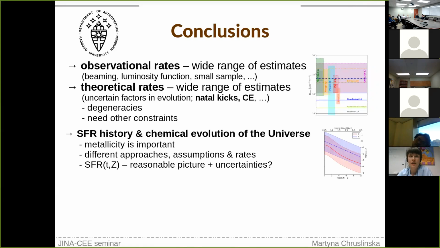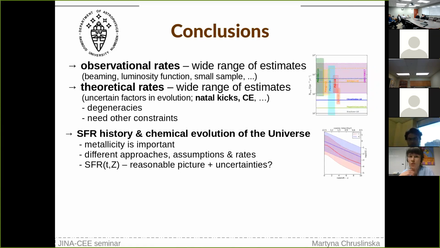And then I discussed the importance of what we assume about the star formation history and chemical evolution of the universe for the rate estimates. I stressed that metallicity is important for stellar evolution, and showed you that there are different approaches taken by different groups. They are making different assumptions, and this gives different rate estimates, and in some extreme cases can even lead to different conclusions when we compare with the observations.